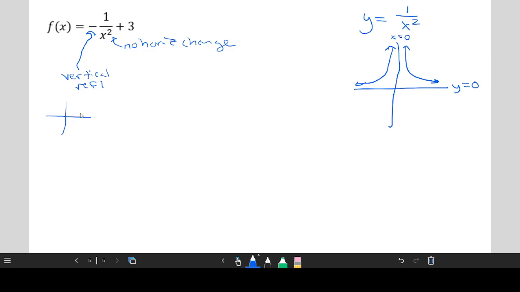So what happens just from that is the two branches of the graph reflect down over the x-axis, and they're going to be in quadrants 3 and 4 now. Remember, reflections always happen before shifting because order of operations tells us we multiply, then we add or subtract. So that reflection is going to happen first. Asymptotes haven't changed. And then after the reflection, we are adding 3 outside the function, so we're going to shift up 3 units.